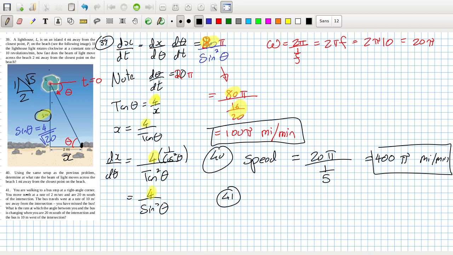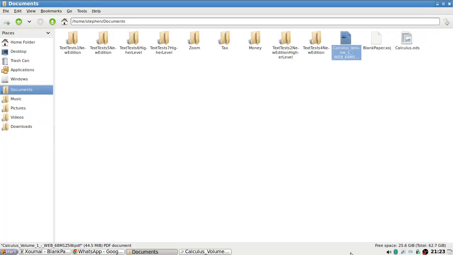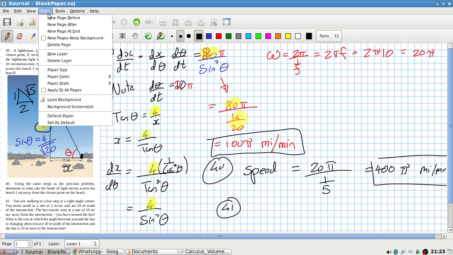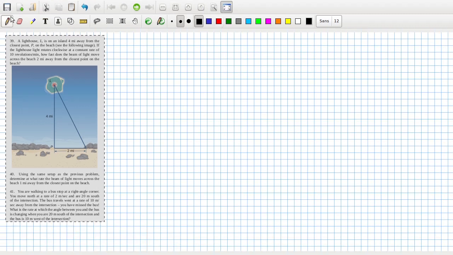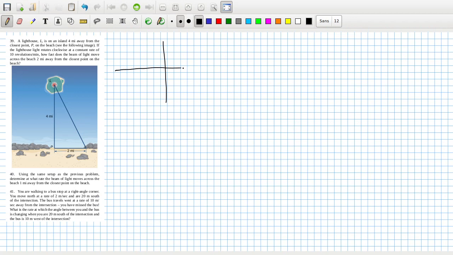Okay, so it's a different question. I can clear this off. Right. You're walking to a bus stop at a right angle corner. You move north at a rate of 2 meters per second and are 20 meters south of the intersection. So here you are. You're moving north at 2 meters per second and you're 20 meters away.